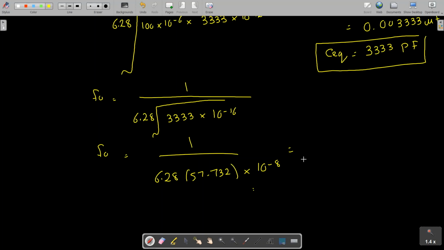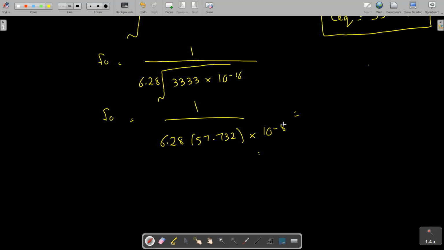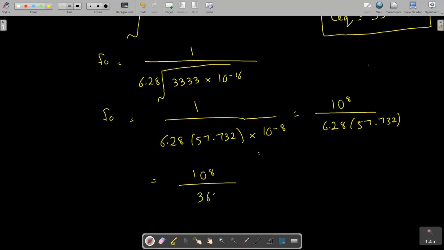And now what we are going to do, I can write this as, because when I move this to the numerator, it will become 10 raised to power positive 8, and divide by 6.28 multiply by 57.732, which is equal to 10 raised to power 8 divide by, and when we multiply these two, we are going to get 362.55, which comes out to be 2758 kilohertz.